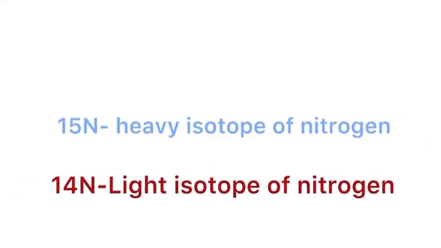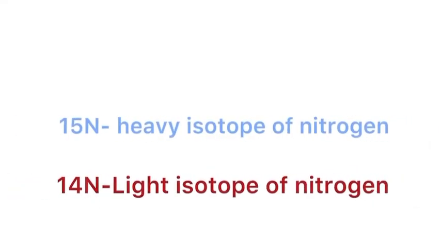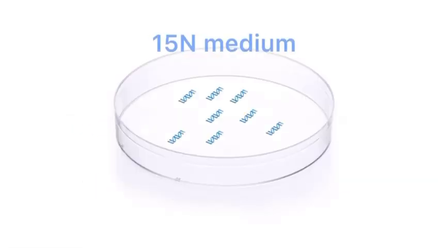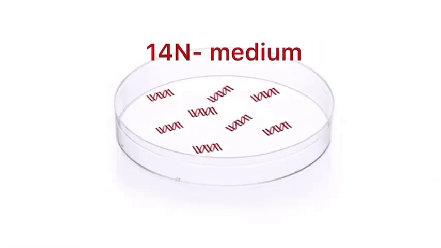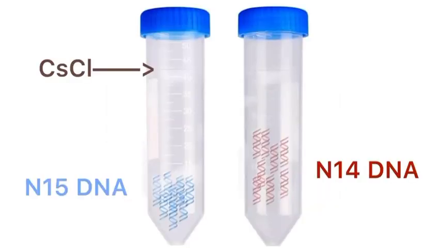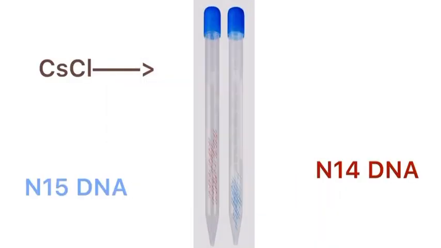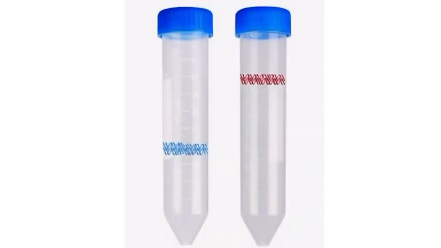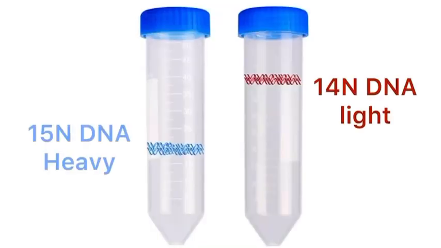Nitrogen is a major constituent of DNA. 15N and 14N are two isotopes of nitrogen. The DNA of cells grown in 15N medium had a higher density than cells grown in normal 14N medium, which can be distinguished based on their densities by centrifugation in cesium chloride. Here you can see DNA from cells grown exclusively in 15N produced a lower band than DNA from cells grown exclusively in 14N.